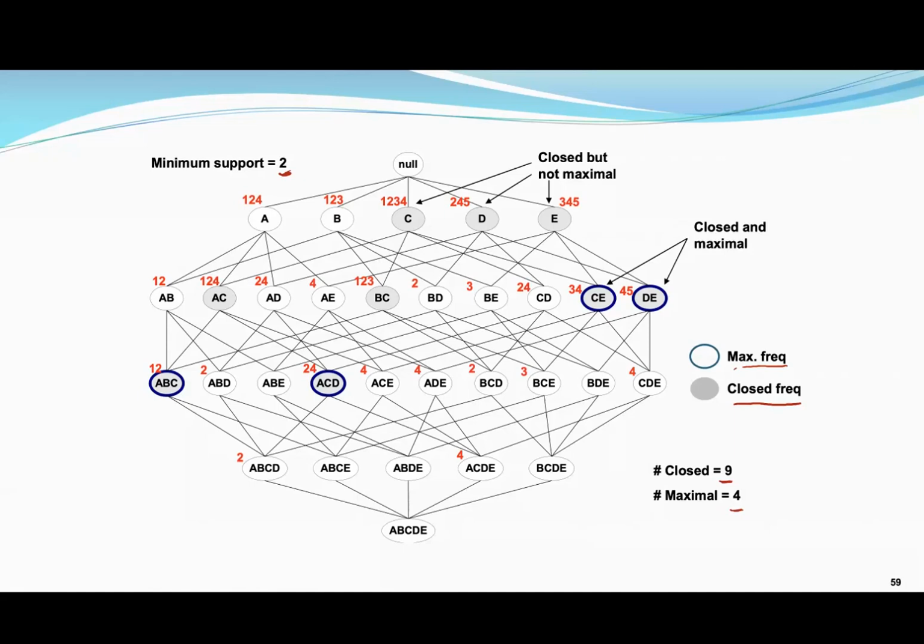So the total number of things that I need to know in this example is just 9. I only need to know the support counts of 9 closed frequent item sets, and I claim that I can deduce the support counts of all the frequent item sets in the database. So here, let me show you how.